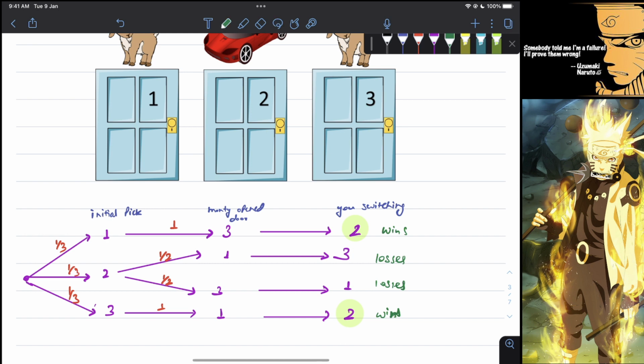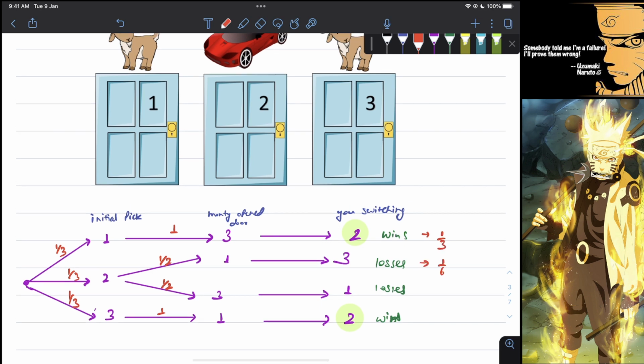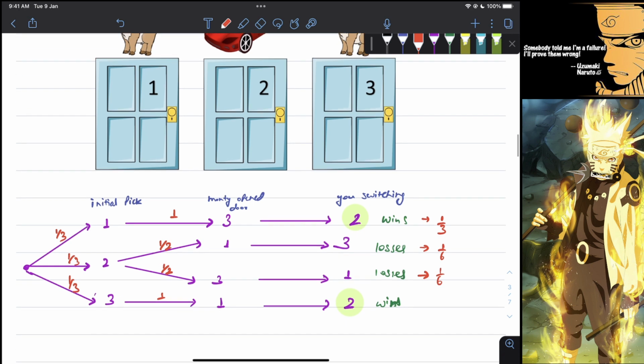If you calculate the overall probability, all you have to do is multiply these probabilities. 1 by 3 into 1. Again, this is 1 by 3 into 1 by 2. 1 by 3 into 1 by 2. This is 1 by 3 into 1. If you add the probability of winning, that is these two, the probability is nothing but 2/3 to win and 1/3 to lose. So this is what is going on.